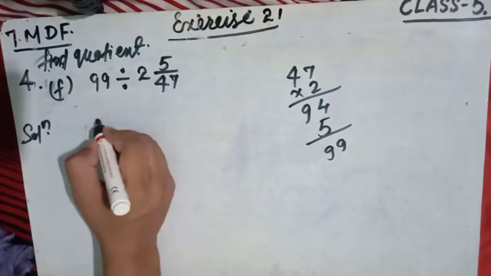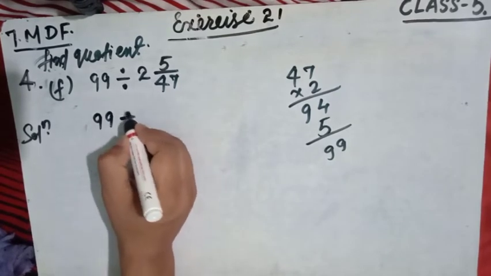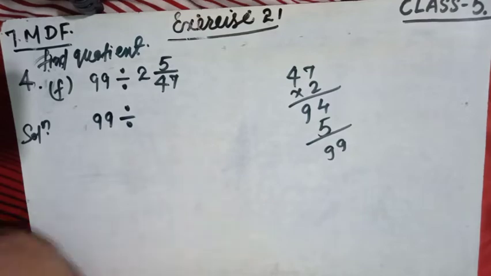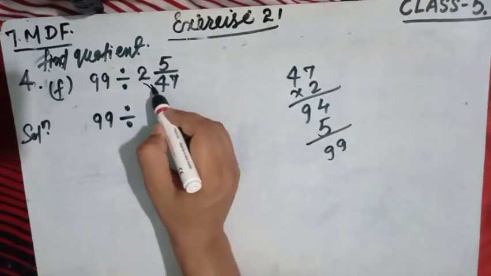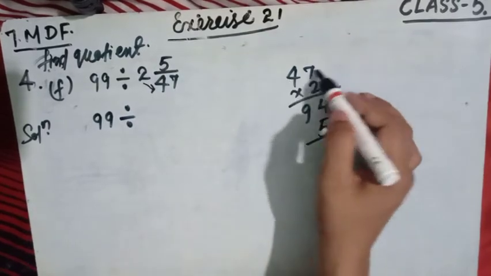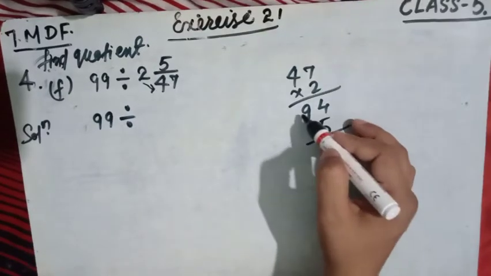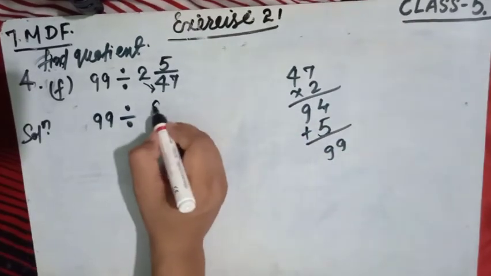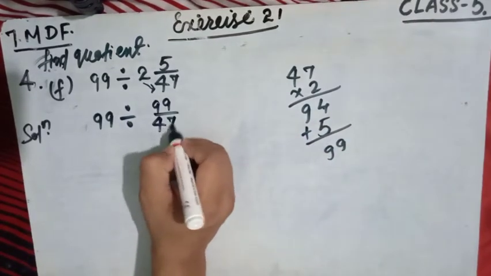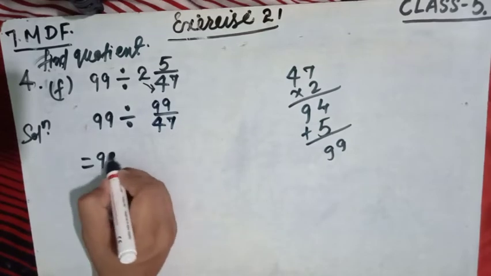First of all, write this. Have a look, as it is 19, then the divide sign. Now multiply, because this is a mixed fraction. Multiply these two numbers and add 5. Here 47 multiplied by 2 becomes 94. Then we add this 94 to 5, which becomes 99. Here is 99 divided by 47. Now friends, this could be written as 99 as it is.